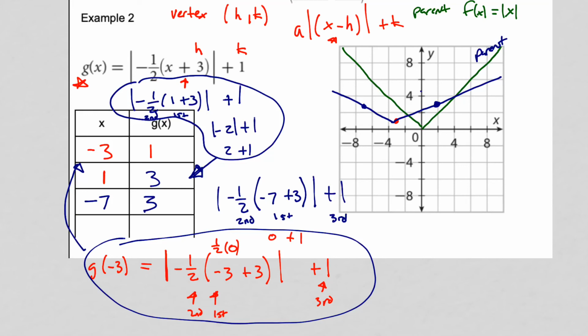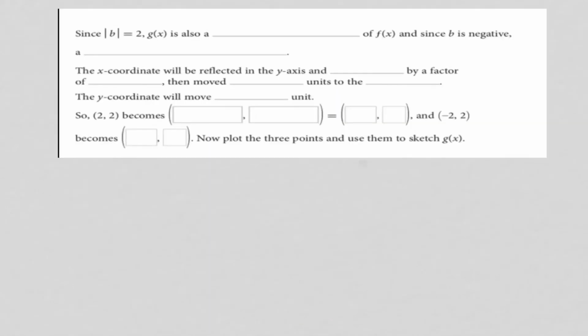Next section. Now, in the previous section, we looked at this particular problem. You had g of x is equal to the absolute value of negative 1/2 times x plus 3, absolute value, plus 1 on the outside. Let me fix that, sorry if you're following along and wrote down x plus 1. It's x plus 3, and then it's plus 1 on the outside.